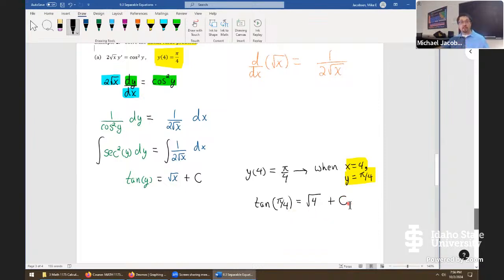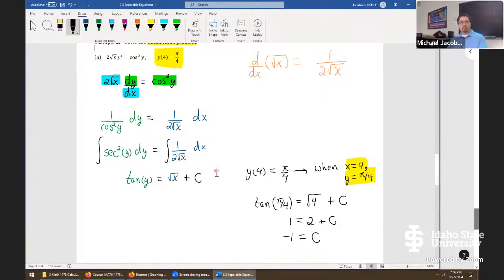So finally, from over here, we have an equation to solve. Tangent at pi over 4 is exactly 1. So that's nice. Square root of 4 is 2. So on one last step, -1 is our constant c. So this kind of bounces all around.